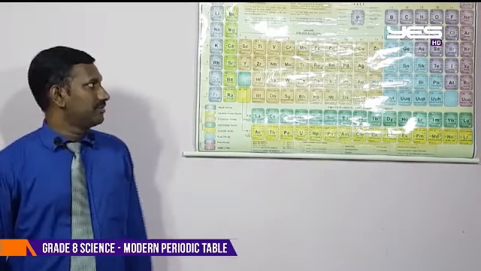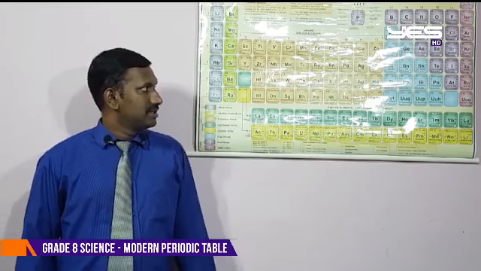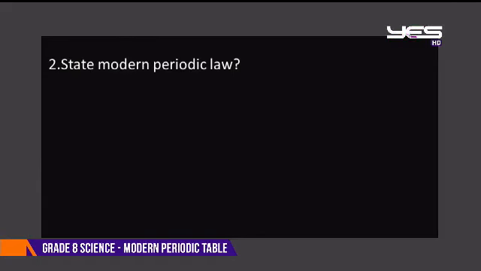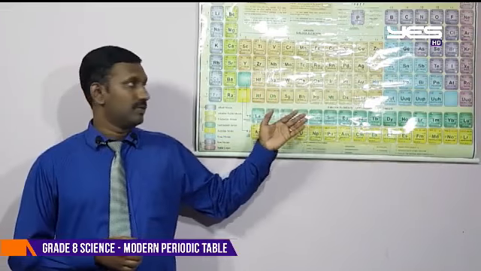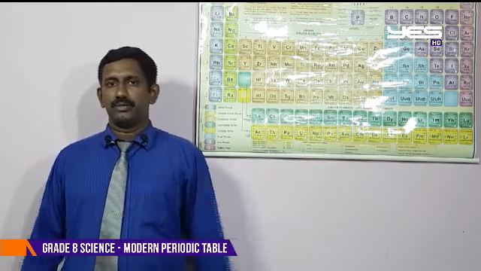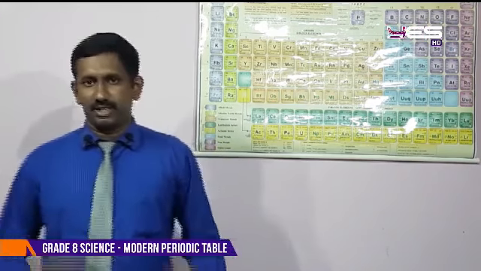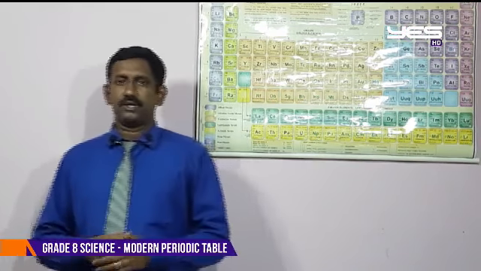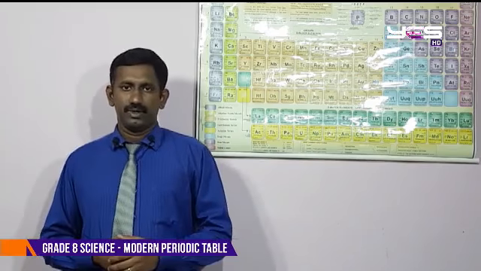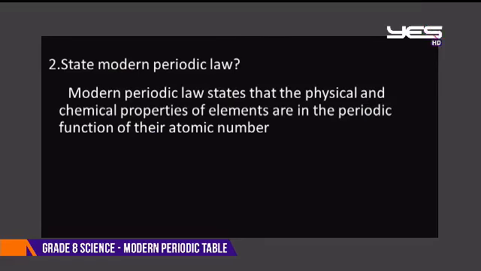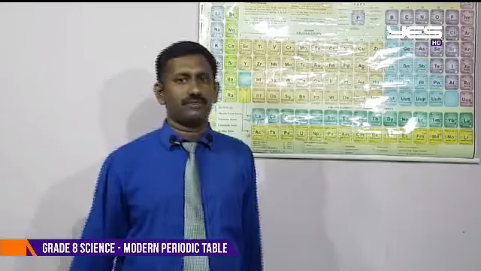Then check the second question. State the modern periodic law. What is the modern periodic law? We learned in today's topic the modern periodic table and modern periodic law. Okay, let's recall your knowledge. The modern periodic law states that the physical and chemical properties of elements are in the increasing order of atomic number.